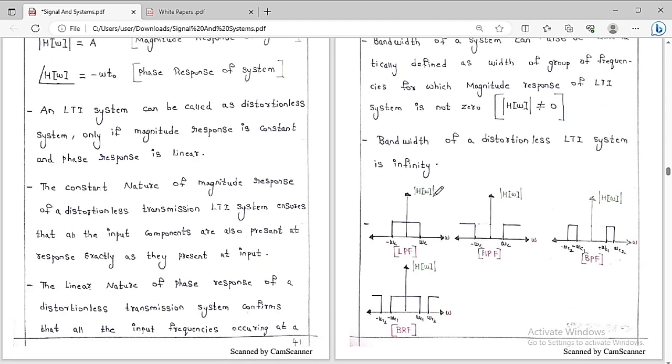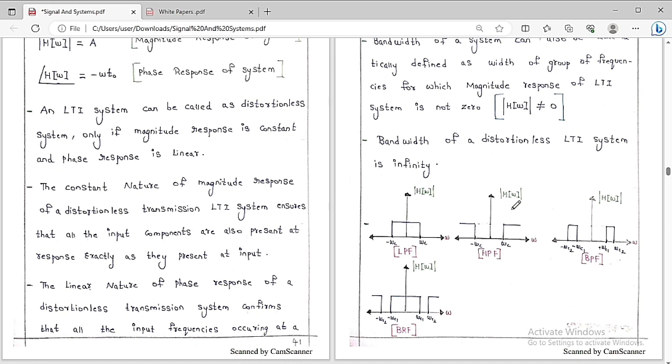Suppose let me take one example. So this is a low pass filter, this is a high pass filter, this is a band pass filter, and this is a band reject filter. What is the meaning of low pass filter? The magnitude response of a low pass filter means only low frequencies are passed and not the high frequencies. So this is called a low pass filter.